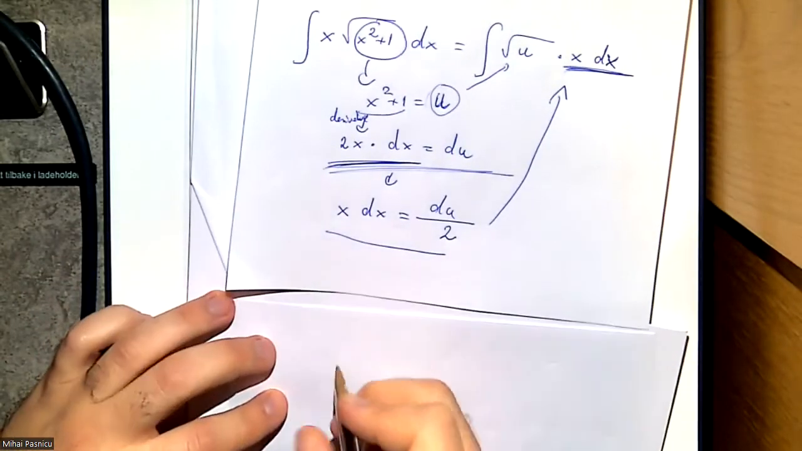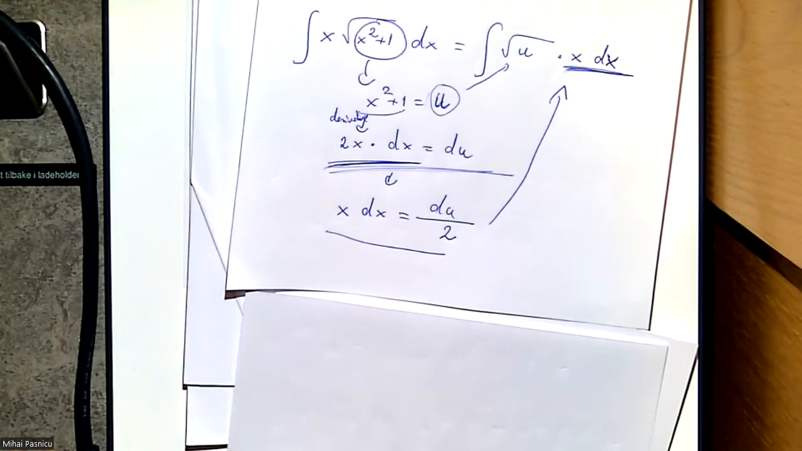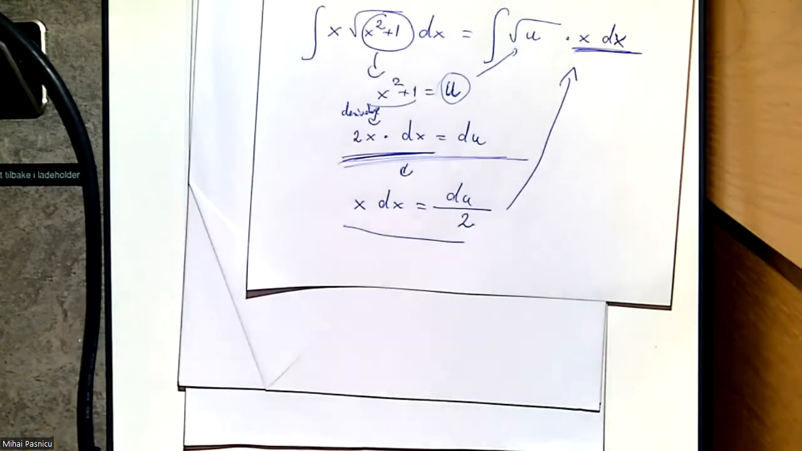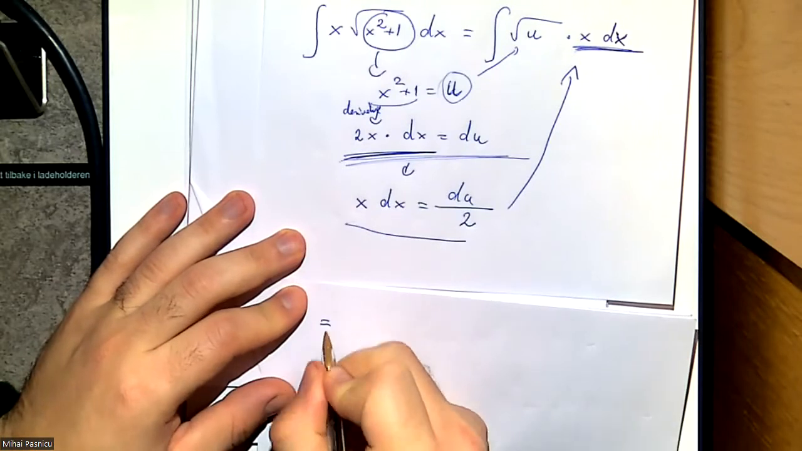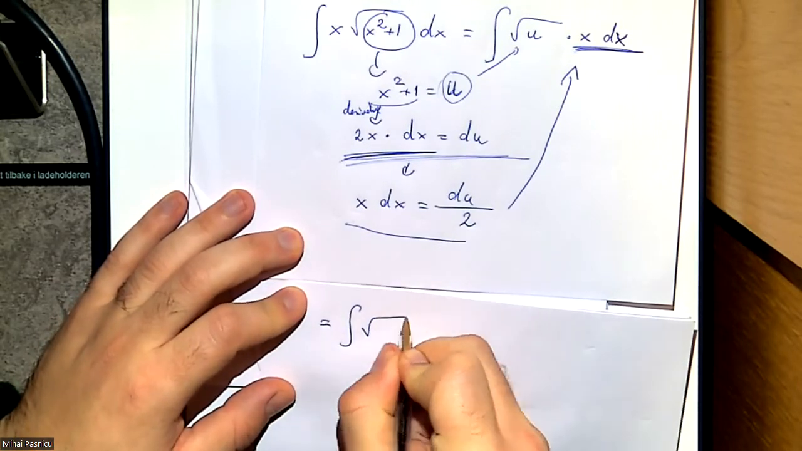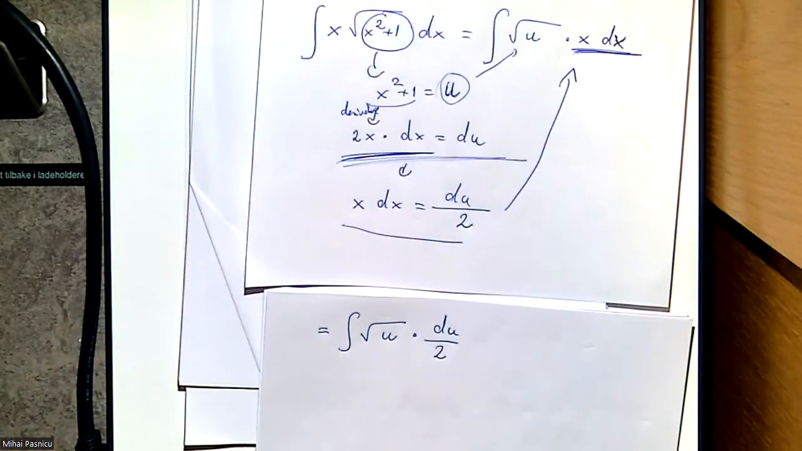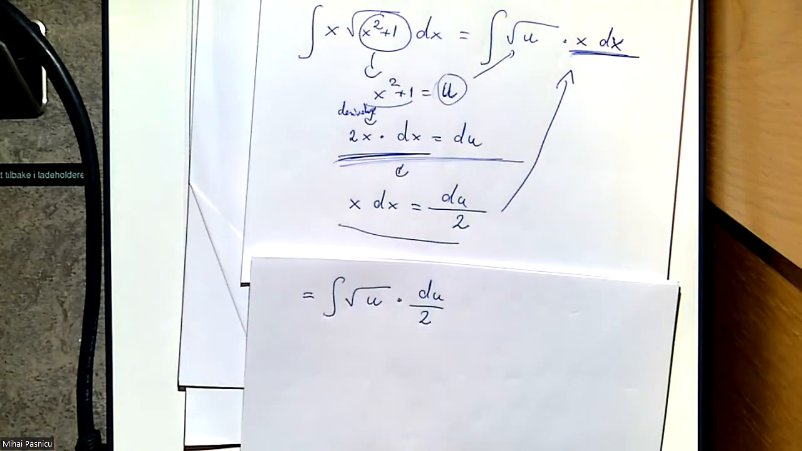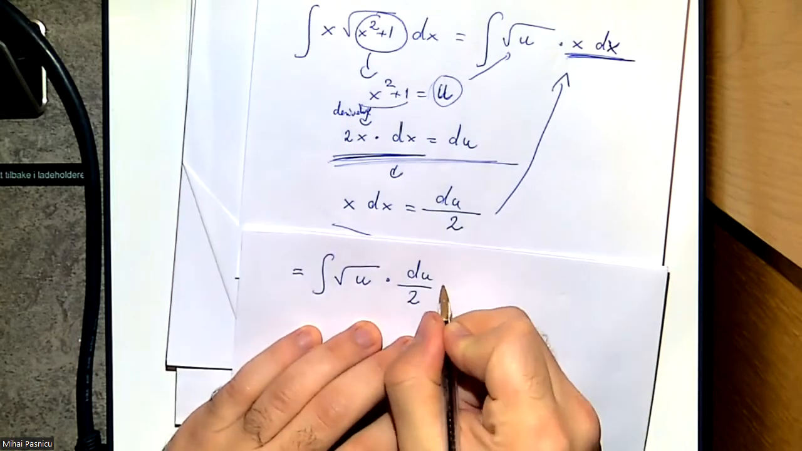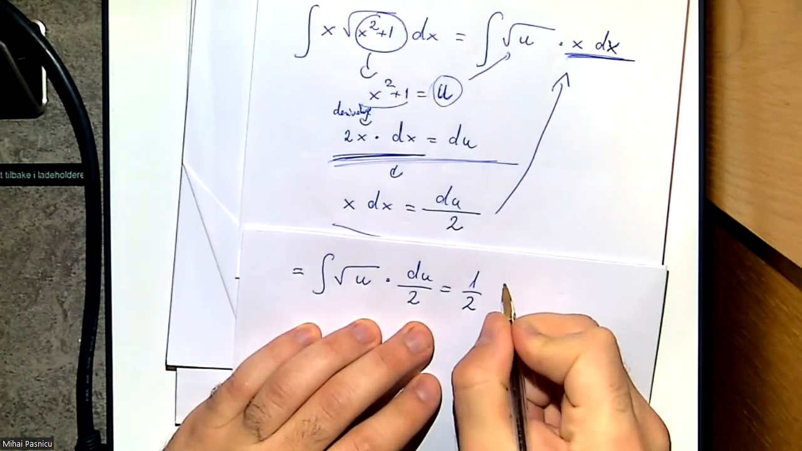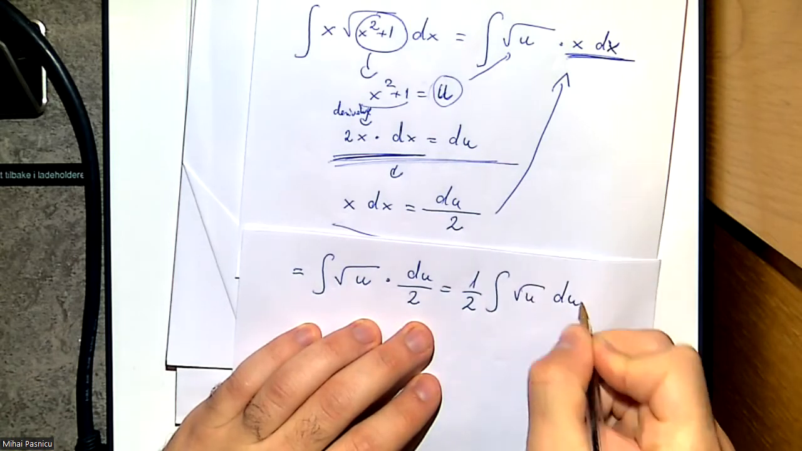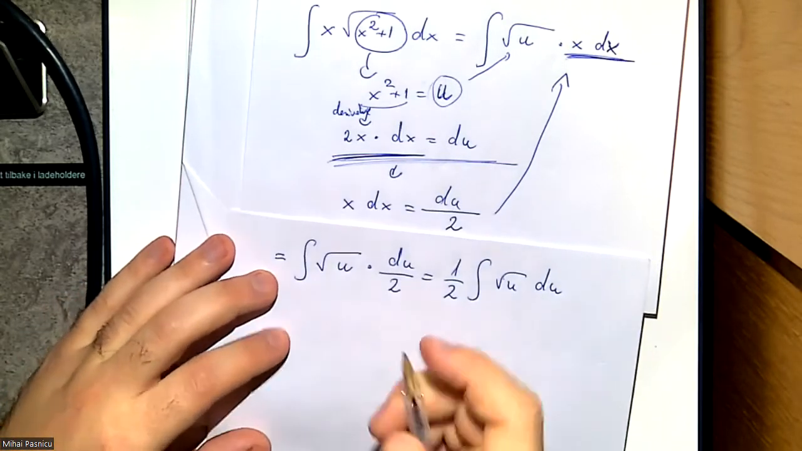Okay? If I plug it in, I'm going to get... okay. Now, the whole idea is that I can write this as being equal to the integral of square root of u times du over 2. Everyone see it? Everyone got it? This is why I call it magic, because sometimes if you complicate a problem, it just gets simpler. So this is just equal to a half integral square root of u du, like 10 times simpler than before.